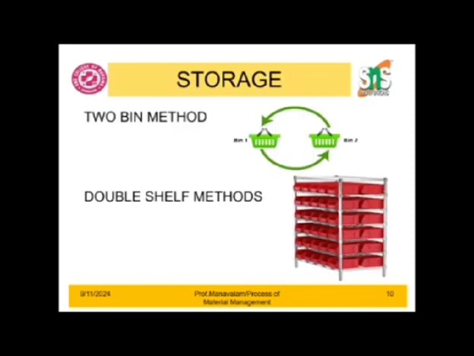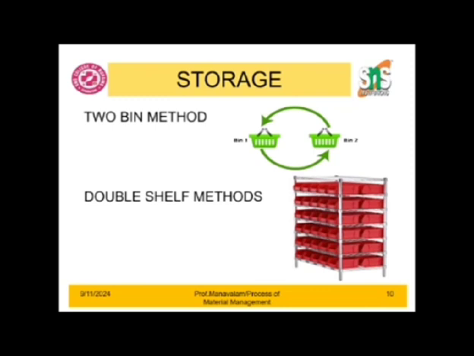Next, move on to storage. How will they store the materials in the stores? They commonly apply two methods: the two bin method or the double shelf method. Two bin method means there is bin 1 and bin 2. First they will fill the material in bin 1. When bin 1 is going to be half empty, then they will take the material from bin 2 and fill bin 1.